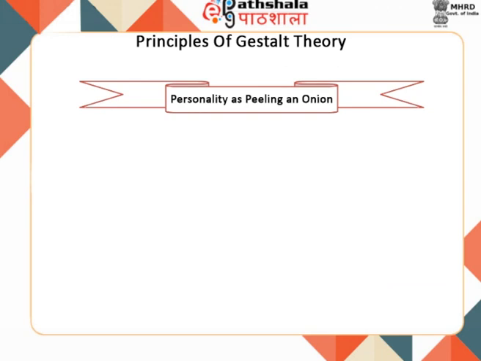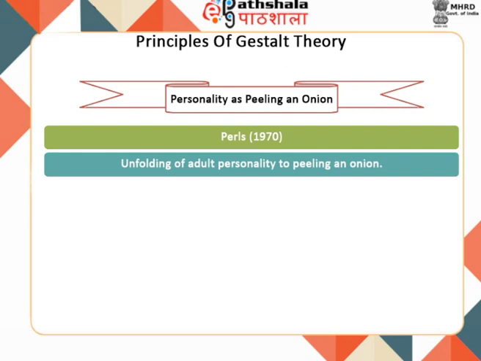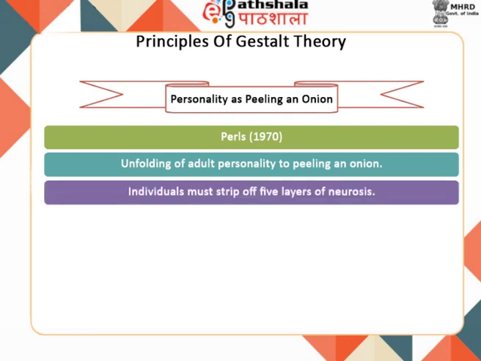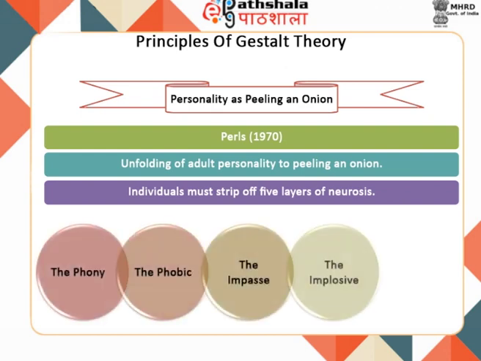Personality as peeling an onion. Perls likens the unfolding of adult personality to peeling an onion. To achieve psychological maturity, individuals must strip off 5 layers of neurosis. These superimposed growth disorders are the phony, the phobic, the impasse, the implosive, and the explosive.